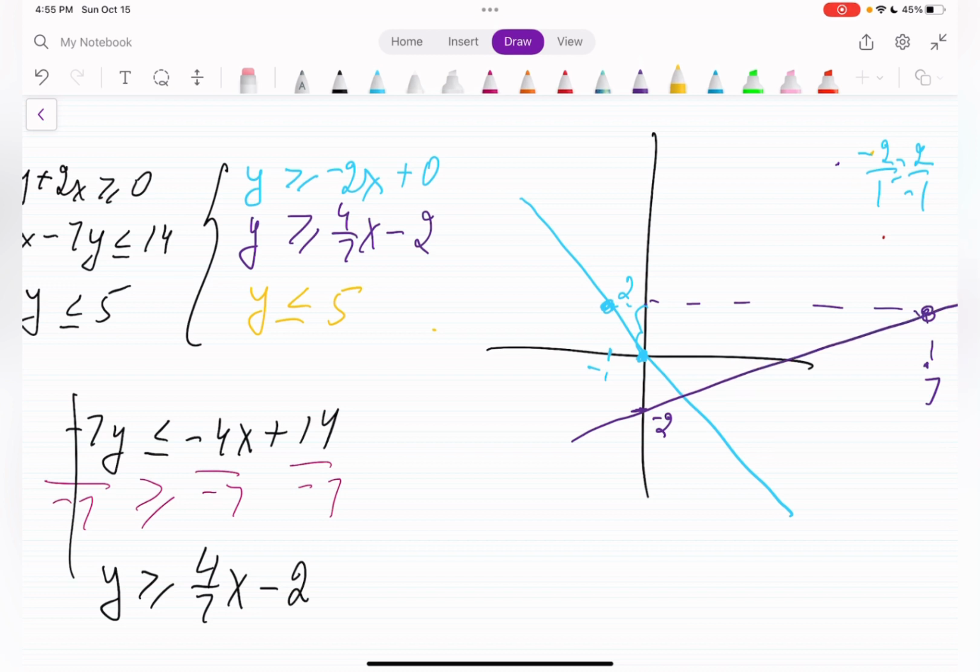And lastly, the yellow one, less than or equal to 5. Where is my 5? This is 2, 4, this is 5. So it's going to go as a straight line.